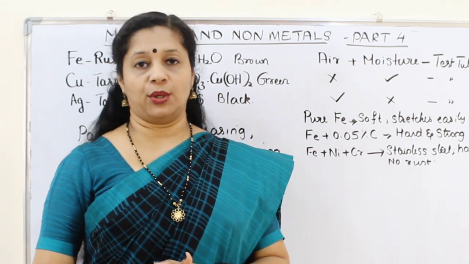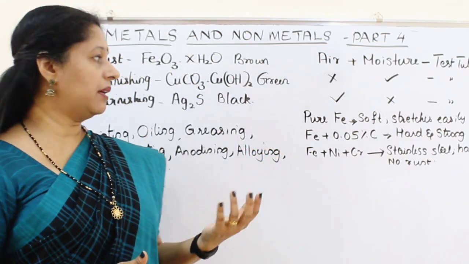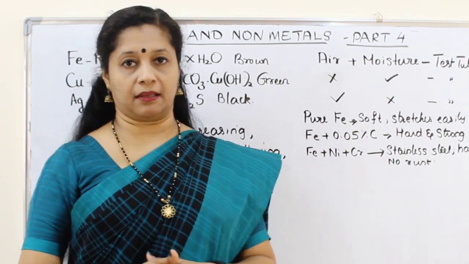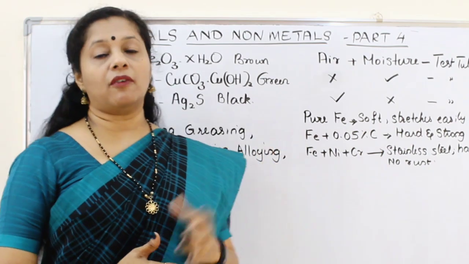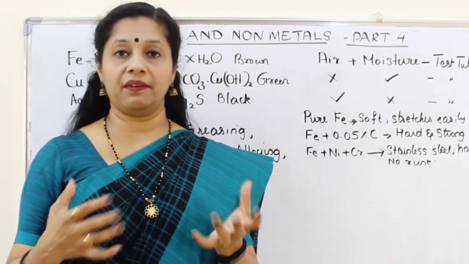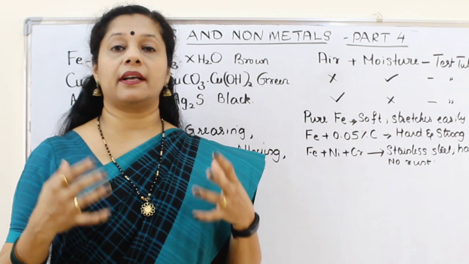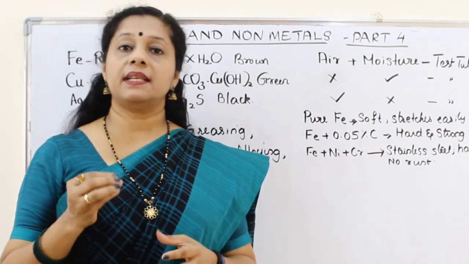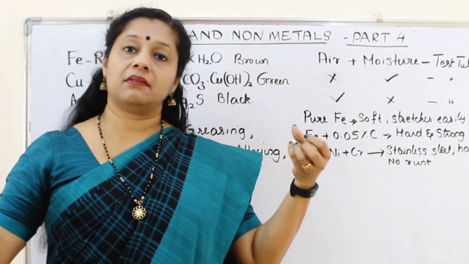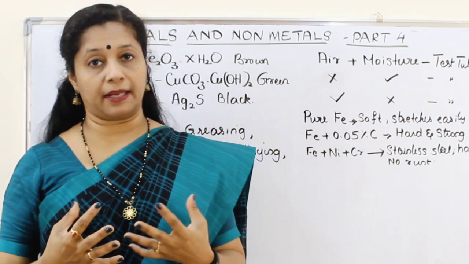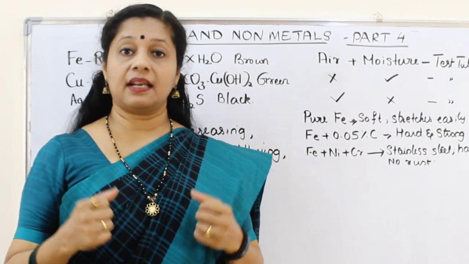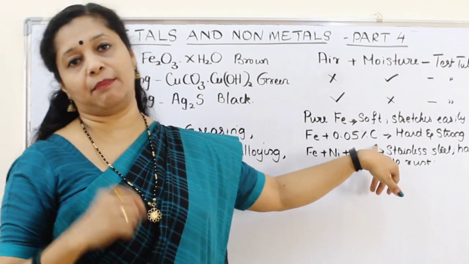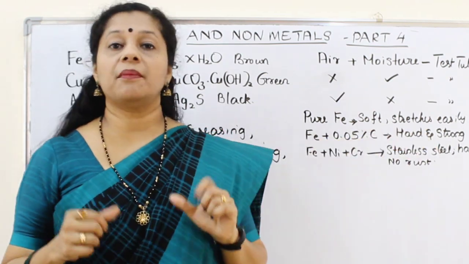Now we will discuss alloying. So what is alloying? Alloying means we are mixing a metal with another metal or a non-metal. Actually, pure iron we cannot make use of. Usually we feel iron is a strong metal, so we use iron for making so many articles. But pure iron is very soft, and on heating it will stretch because its elasticity is also high. So to make iron harder and stronger, we are adding 0.05% of carbon to it. So we get hard and strong iron.